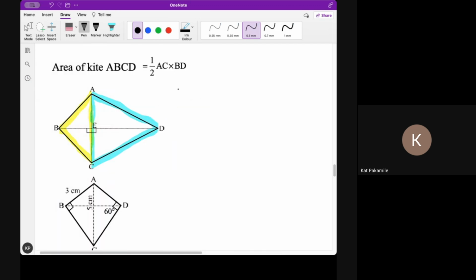So for the area of a kite, the first one would have been half of my base. What is my base in the first triangle, triangle ABC? Now we're using letters because we don't have numbers, right? What would the base of that be? CA or AC, times the height. What is the perpendicular height of that triangle?